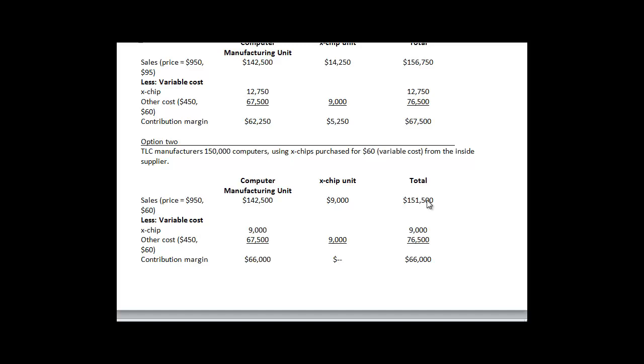For the total sales, add the 142,500 with the 9,000 to get a total of 151,500. Carry over the X chip for $9,000 and add the other costs, the $67,500 with the $9,000, which gives you a total of $76,500. Subtract those and that will give you a total of $66,000.